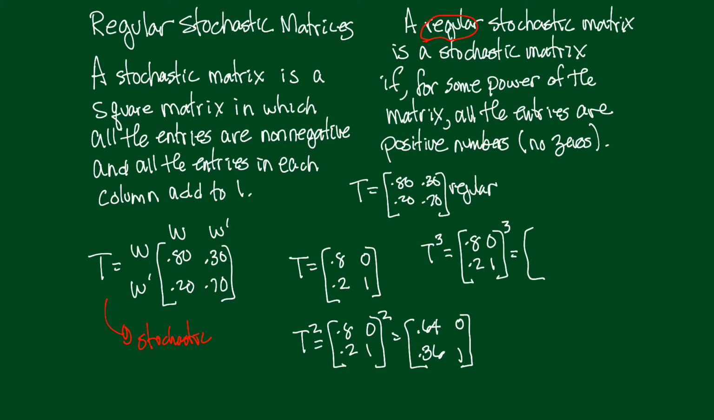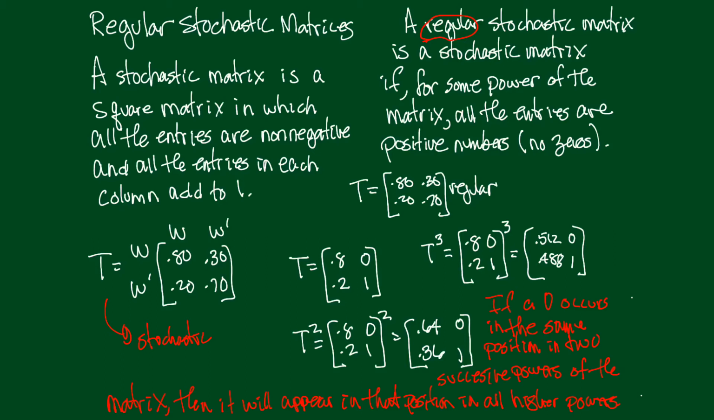So if I take T and cube it, here's what I came up with: 0.512, 0.488, and then I got a 0 and a 1. There's that 0 again. So I'm going to make a statement here. I'm not going to prove it, but we could prove this. If a 0 occurs in the same position in 2 successive powers of the matrix, then it will appear in that position in all higher powers of the matrix.